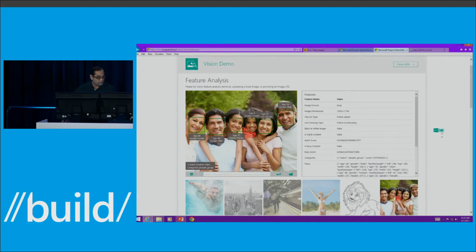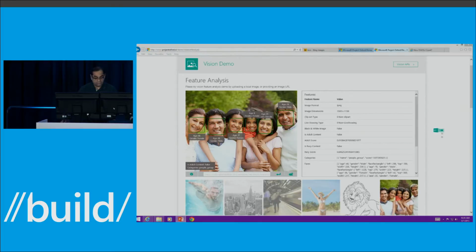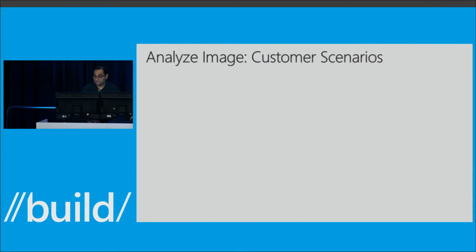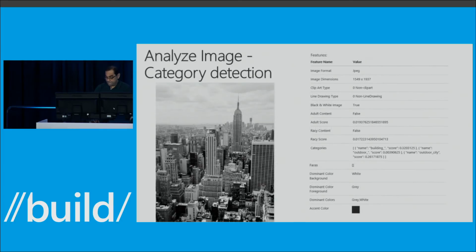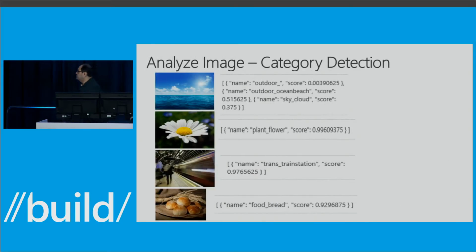This will be a good time to go back to the deck, and let me talk a little bit more about some of these details. Okay, so first I'll talk about category detection, which we are showing here. You could go to the site and try all of these images, or you can try any of your images, and we will be able to recognize the categories, whether it's ocean or sky, or a train station, or whether it's a food image.